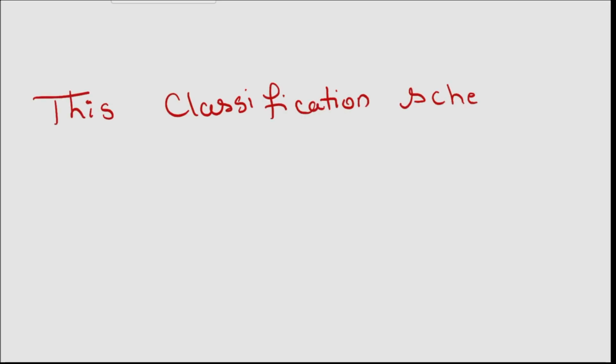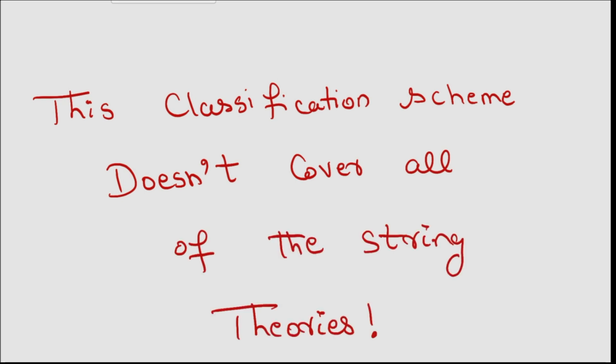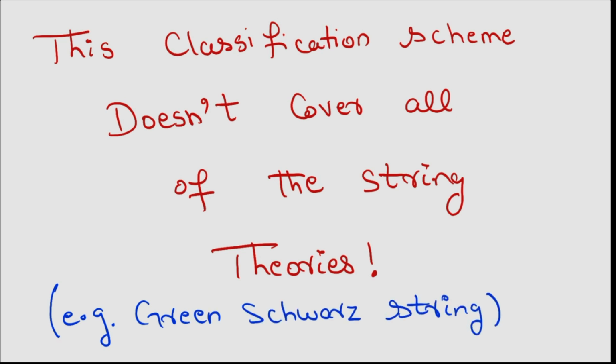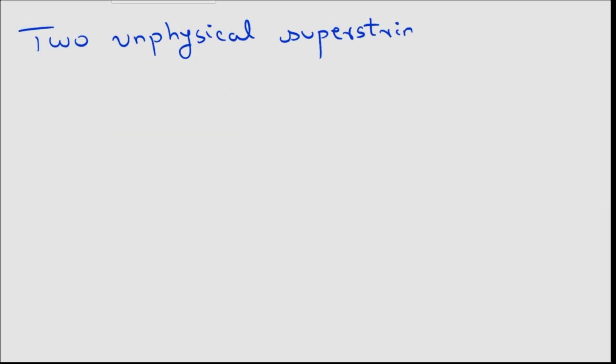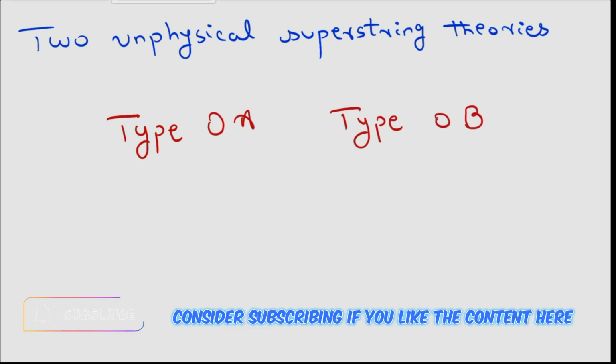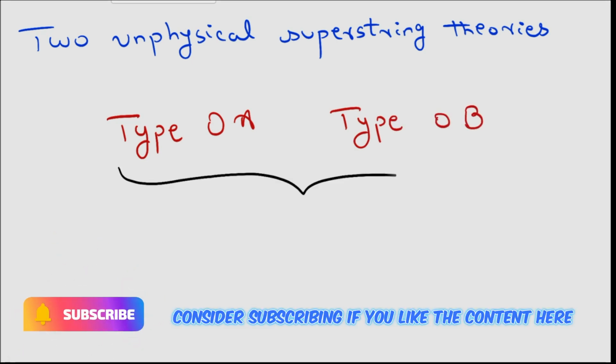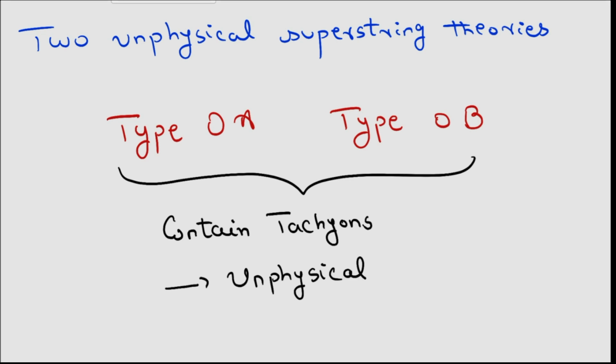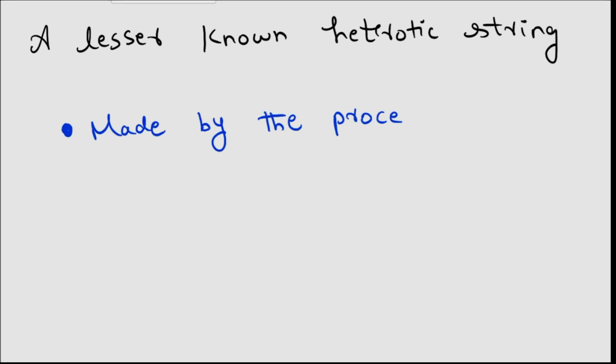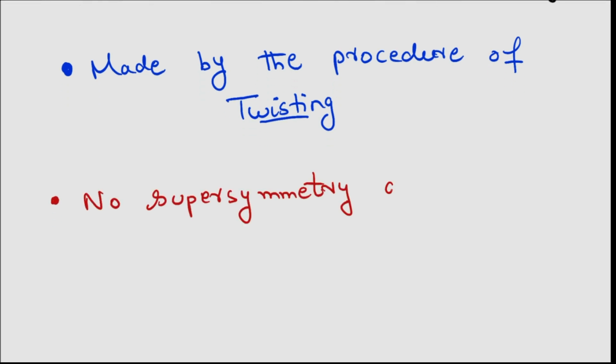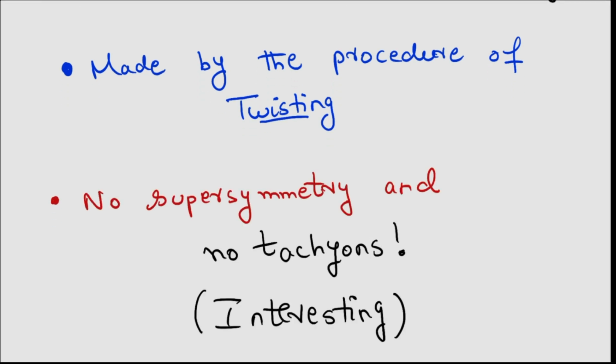It should be mentioned that there are some string theories that can't be put in this classification that we have followed. One example is Green-Schwarz string. I should also mention that there are 2 string theories called type 0A and type 0B, but these theories have tachyons in them and therefore these are unphysical. More interestingly, there is a heterotic string theory which is not very well known. This heterotic string theory is obtained by a process known as twisting. This heterotic theory neither has supersymmetry nor a tachyon, which makes it a very interesting theory.